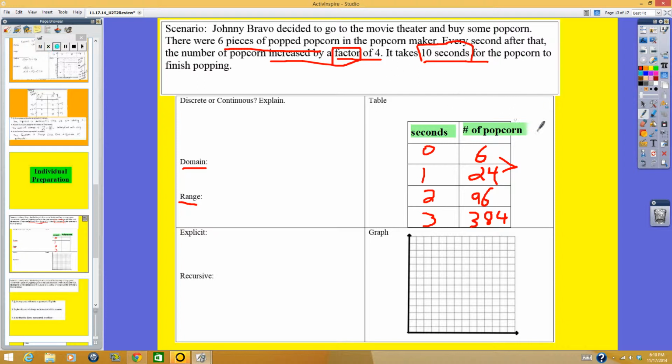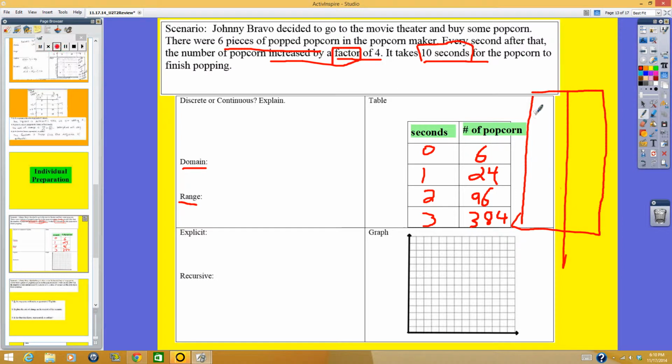I love that when I was walking around during class today, I saw a lot of you keep this table going because you said, you know what, it goes until 10. So keep doing that, keep going until you get to the number 10. When you're multiplying it out, you should have gotten some crazy huge number. Another way to figure this out, instead of multiplying by 4 the whole time, is to just plug the x value into your explicit, but I'll get to that later.